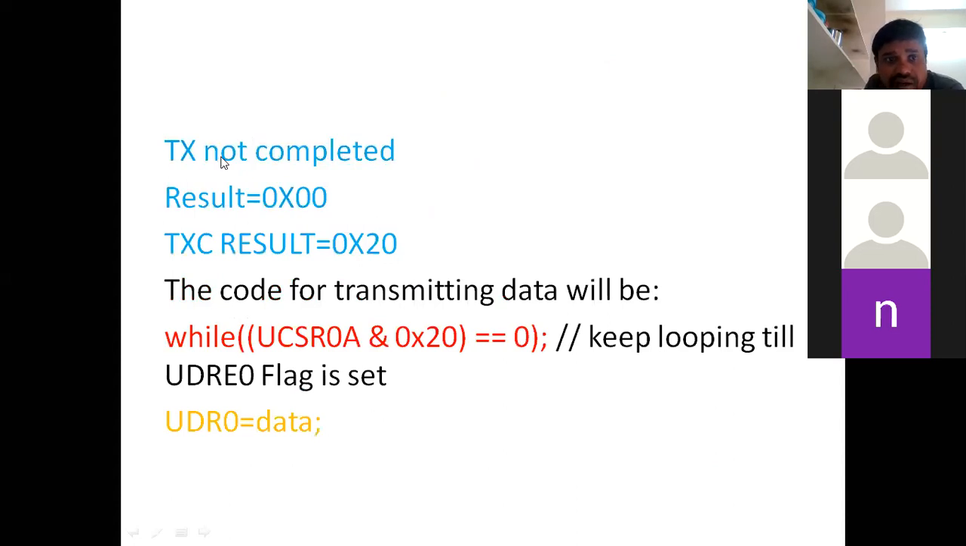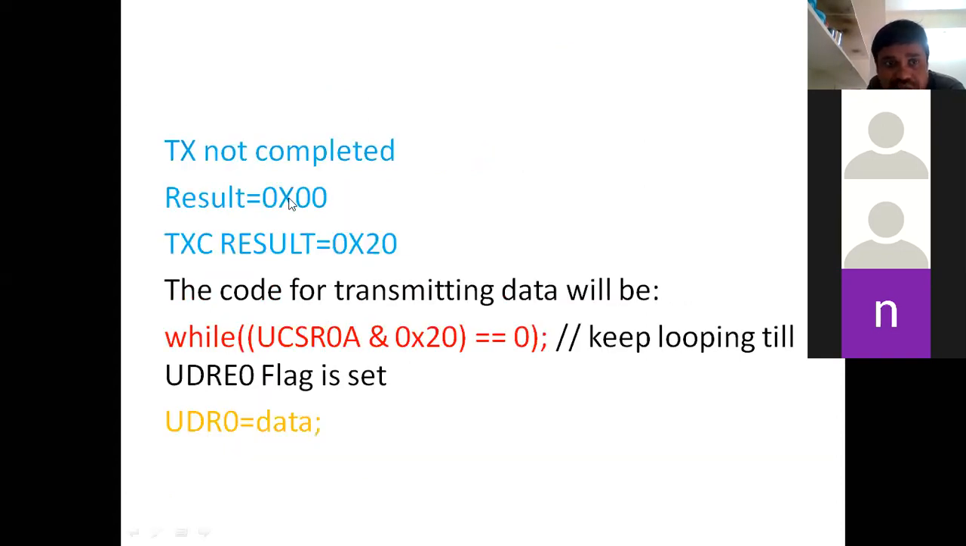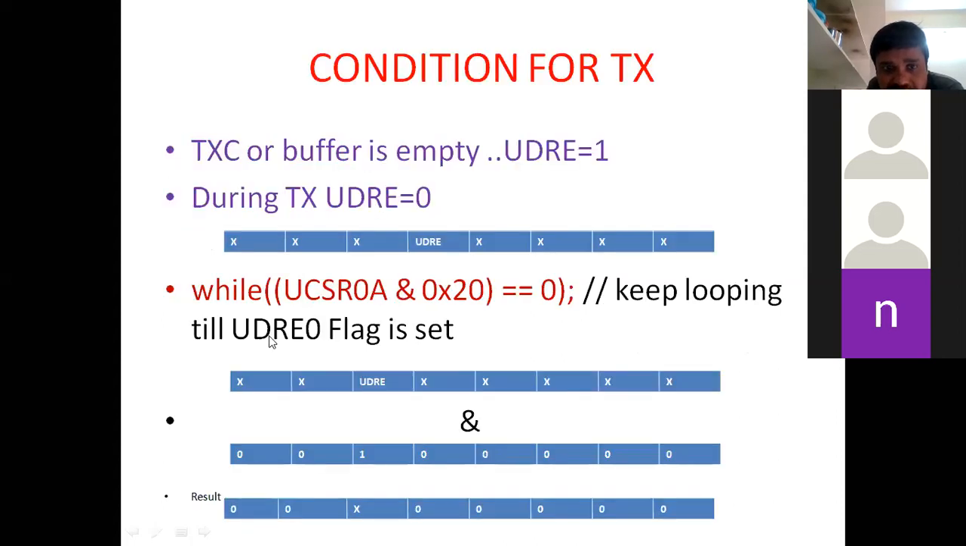If the transmission is not completed, the UDR empty bit equals 0. So the multiplication operation result is 0. Suppose the transmission is completed, then the UDR empty bit equals 1. 1 into 1 means the answer is 0x20.